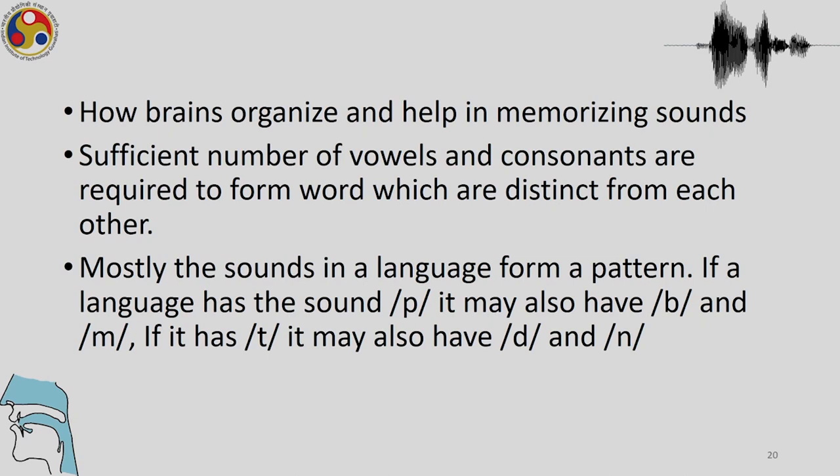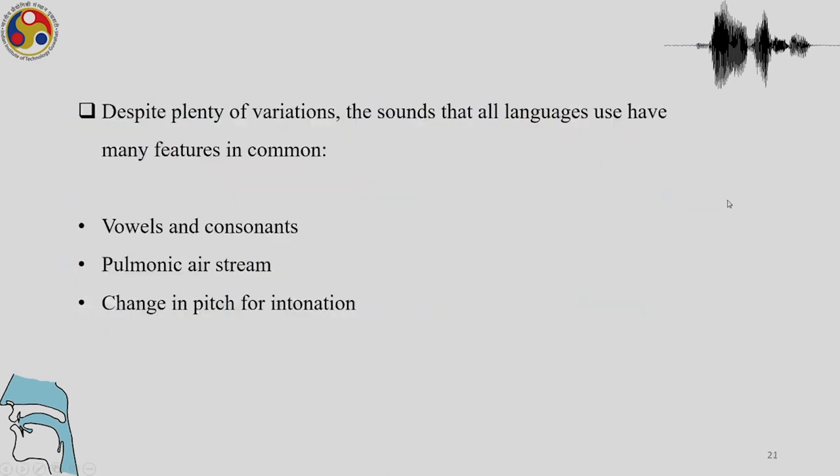So if a language has b, it may also have p. It may have the labial. It may also have b and m. If a language has t, it may have the other alveolar sounds, d and n. They're pretty close, as you will see when we learn more and more about consonant production. And all this understanding is to help us learn more about the process of how the brains organize and help in memorizing these sounds. And despite plenty of variations, the sounds that all languages use have many features in common.